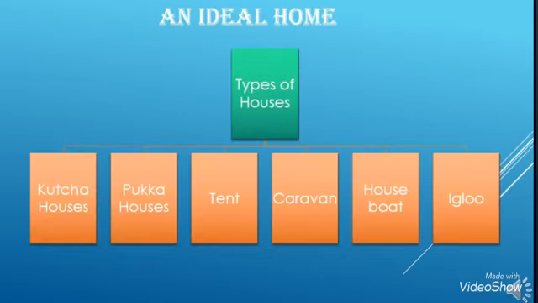Children, as we all know, there are different types of houses. The different types of houses are kacha houses, pakka houses, tent, caravan, houseboat, igloo, etc. So the kind of house that is built depends upon certain factors. Do you know what the factors are?